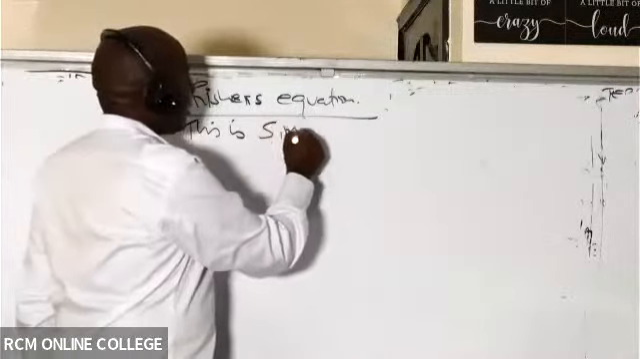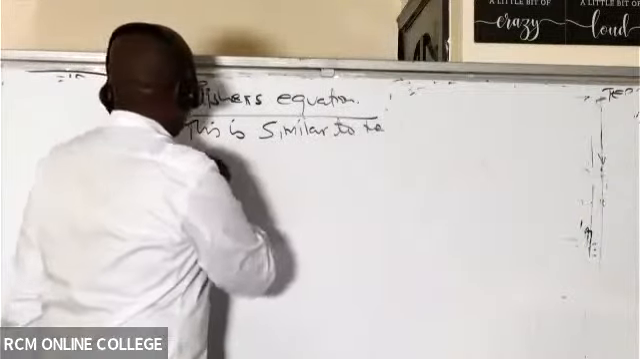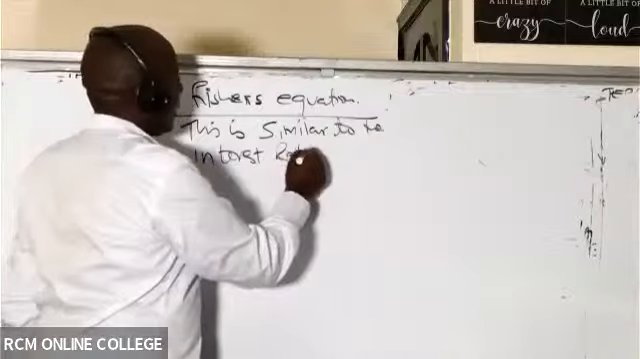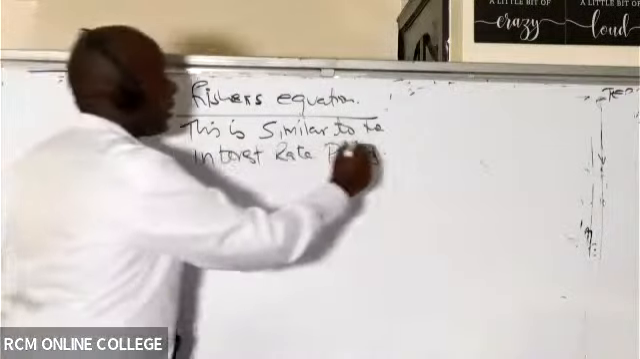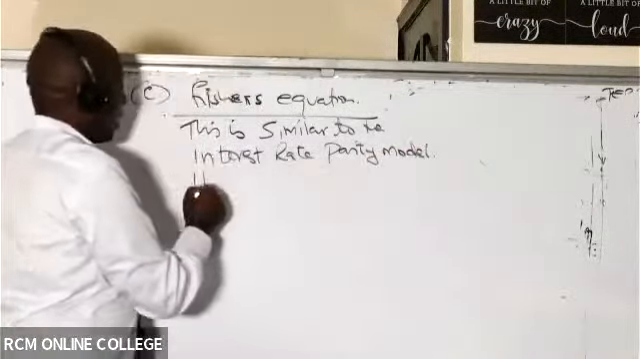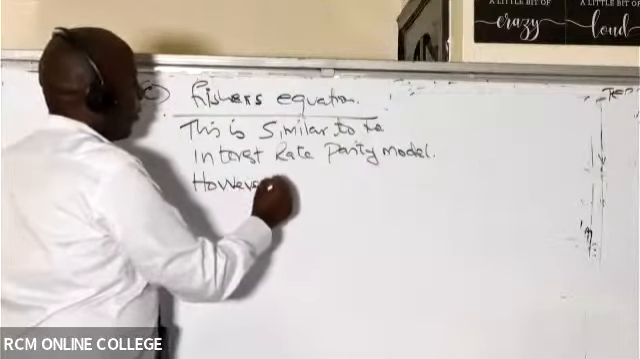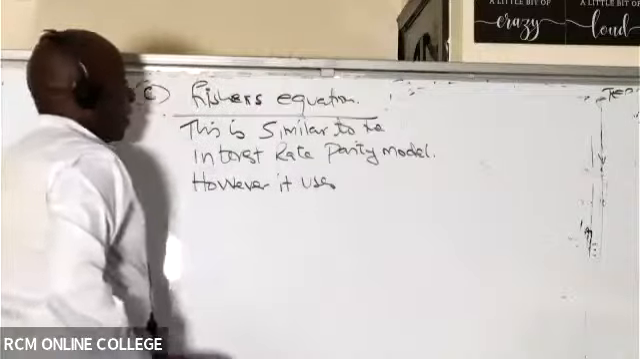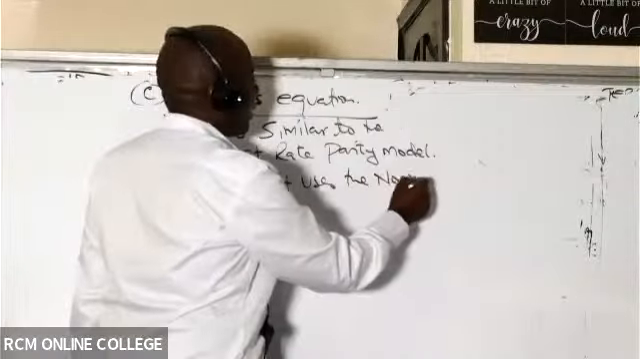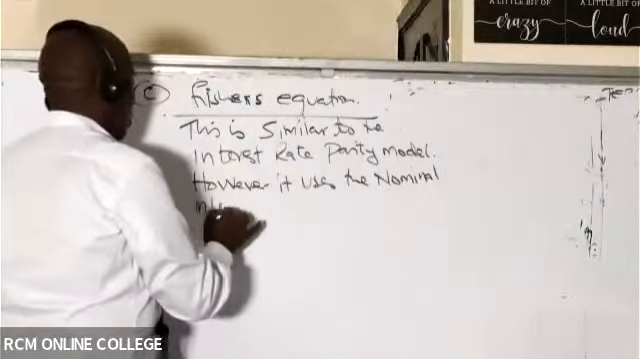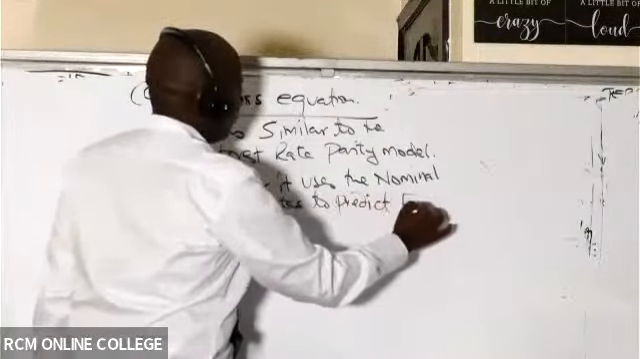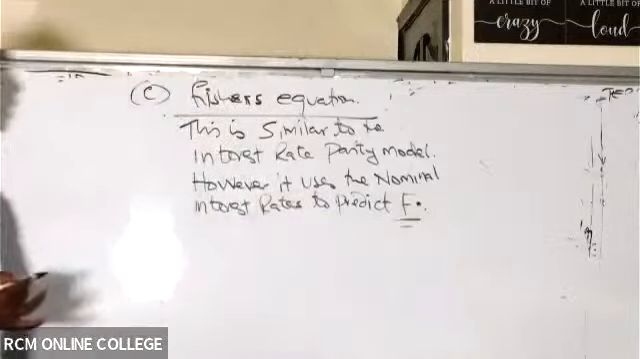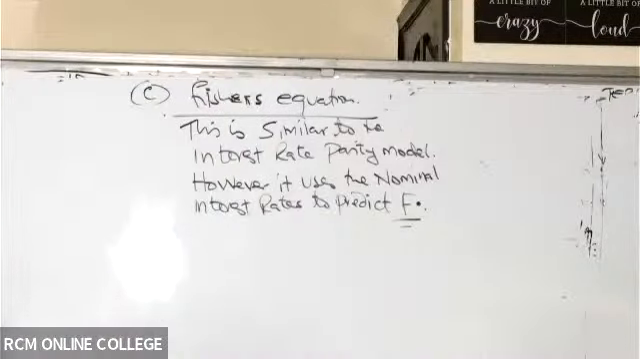is similar to the interest rate parity. It's very similar to the interest rate parity model. However, it uses the nominal interest rates to predict F.